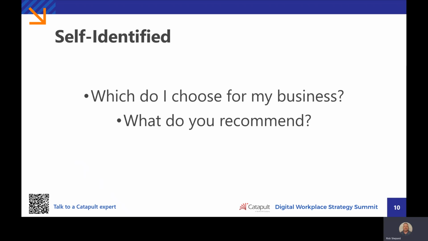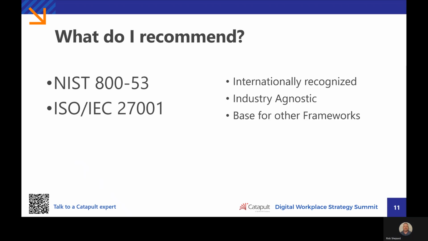Now, if you are not legally obligated, contractually obligated, and just want to follow a framework, I actually have two that I recommend. One is the NIST 800-53. The other is the ISO IEC 27001. Both of these are completely agnostic. They're internationally recognized frameworks. You can be a restaurant, you can be a construction company. They both fit your company.